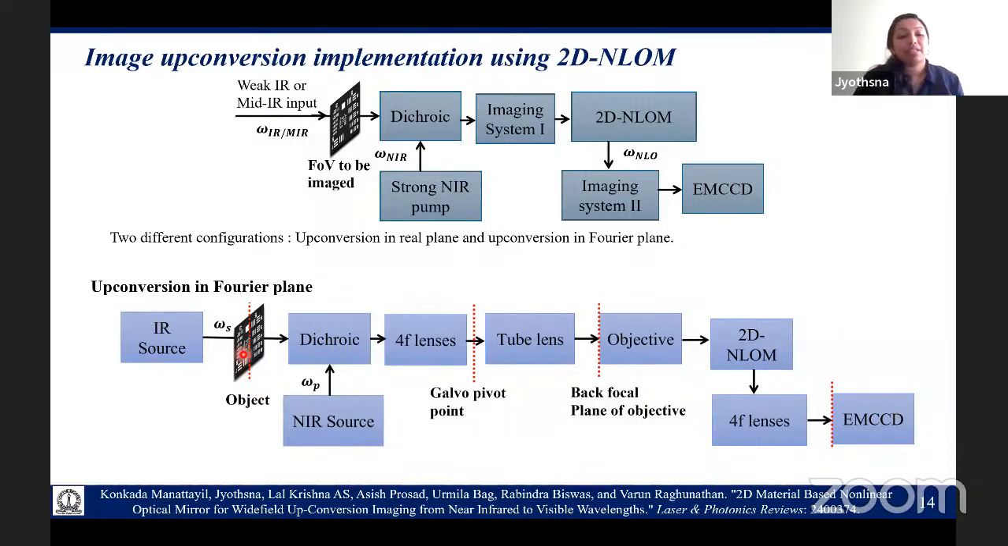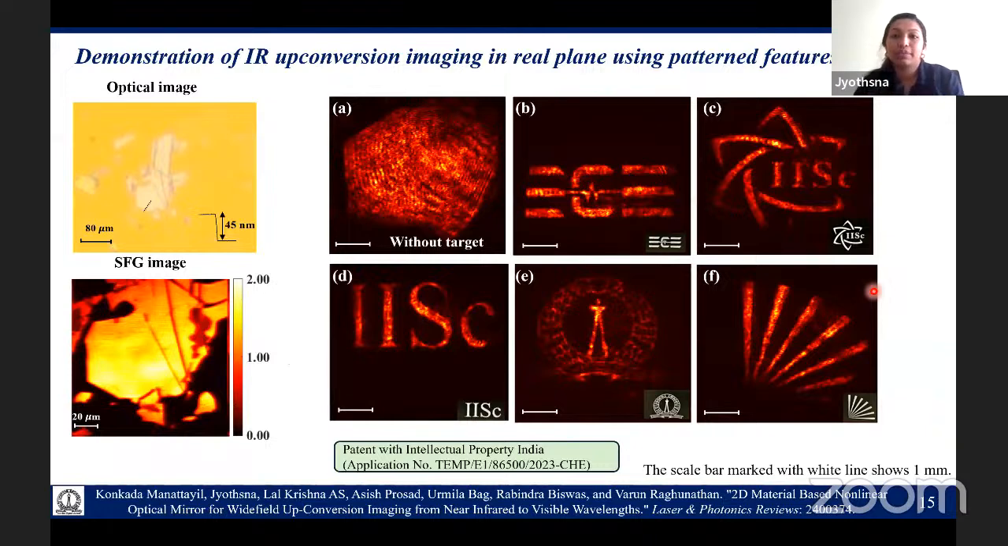To image this object onto the back focal plane, we make use of 4F lenses. The imaging system mentioned here is a 4F system. A 4F lens system is nothing but a pair of lenses that image one imaging plane to a particular plane in the optical system. And here again, we make use of an EMCCD to detect the visible signal. And I'll show some of the images, you'll be clear by then.